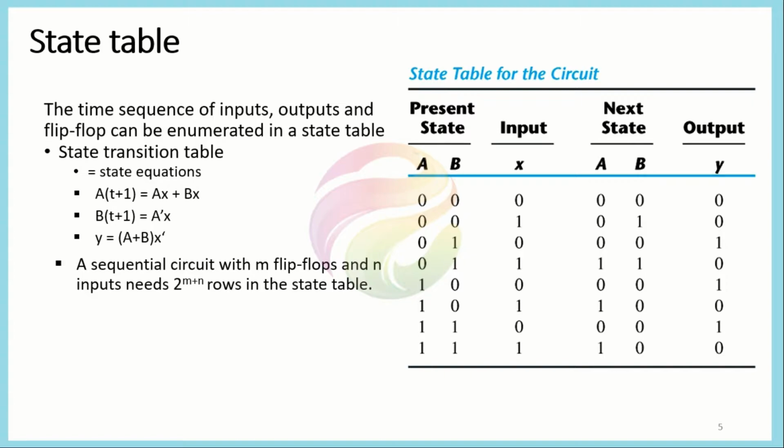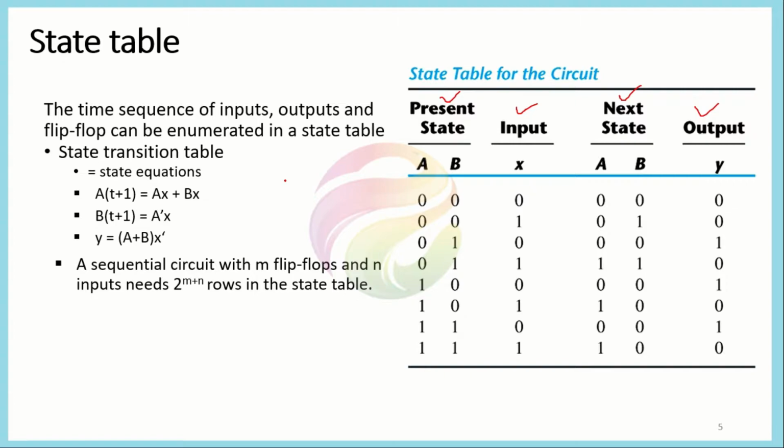Now the next thing is to form a state transition table or the state table. In a state transition table or the state table, generally we have four kinds of sections. The first section represents the present state of the system. Second represents the input of the system. Then we have the next state and the output. Generally the first two sections represent the inputs of the system, you can say, while the next two are representing the outputs of the system.